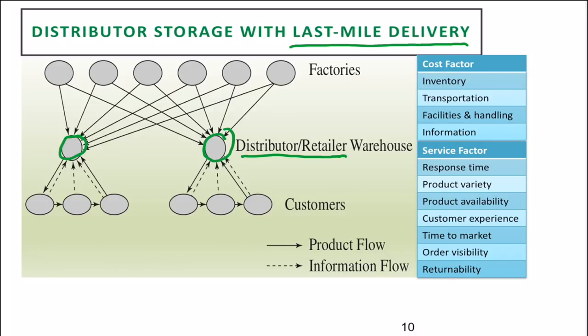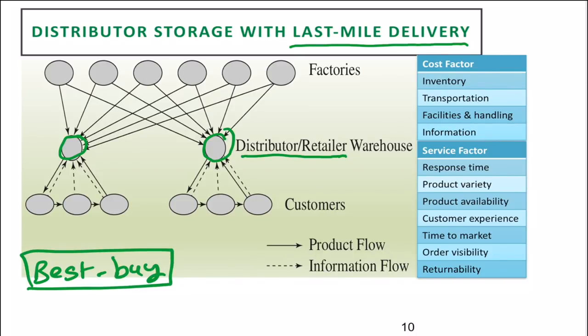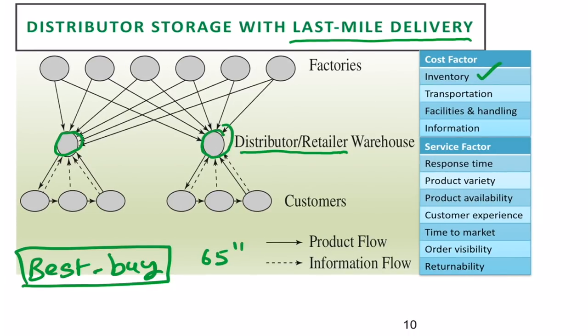So for example, I may go to the Best Buy website, and if I want to purchase a big TV, let's say a 65 inch TV, and I do not have transportation to carry it home in my truck or car, the retailer is likely to arrange for that delivery. If you look at inventory carrying cost, in this design it is higher than manufacturing storage, because these inventories need to be maintained at distributor and retailer warehouses. But if you compare with retail stores, it is going to be lower.